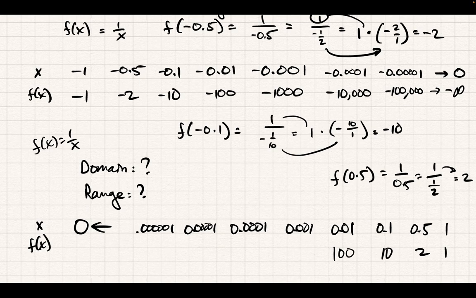What is f of 0.001? 1,000. Carlo. 10,000. Warren. 100,000.